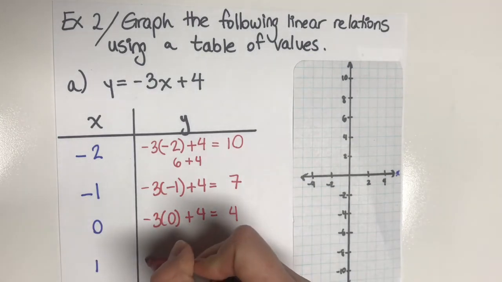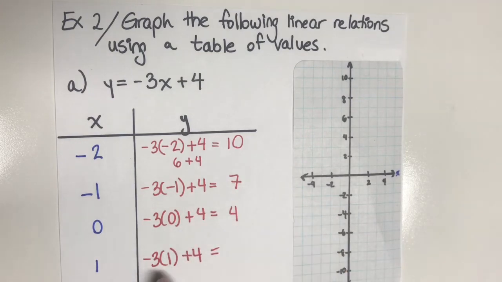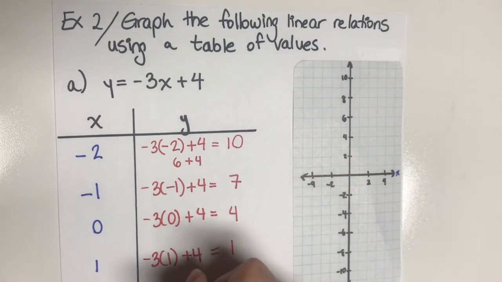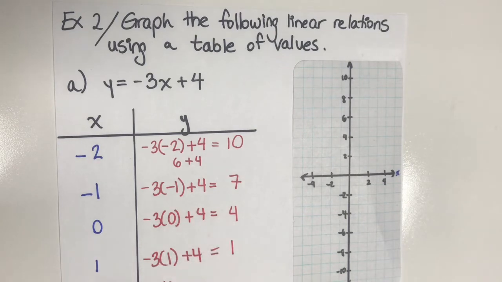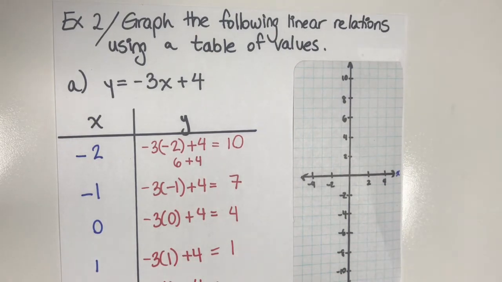And I'm going to do the same thing here. -3 times 1 plus 4. -3 times 1 is -3, plus 4 is 1. And finally, I'm going to put x is 2 in here, plus 4. So -3 times 2 is -6, plus 4 is -2.